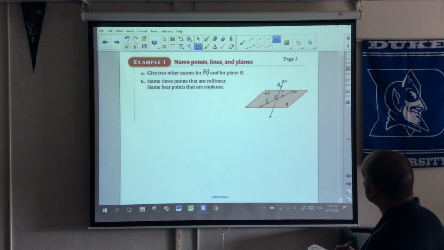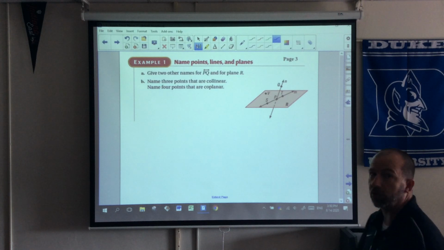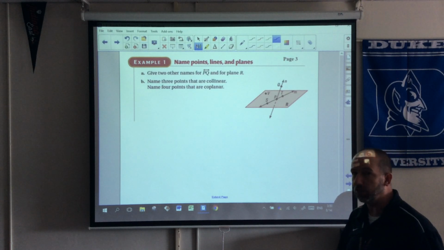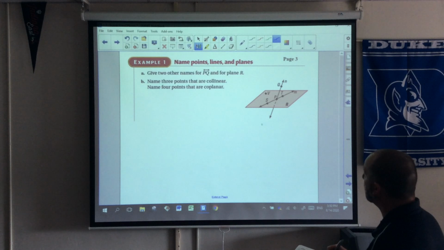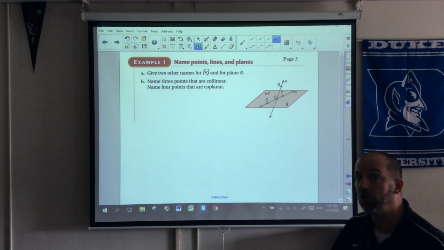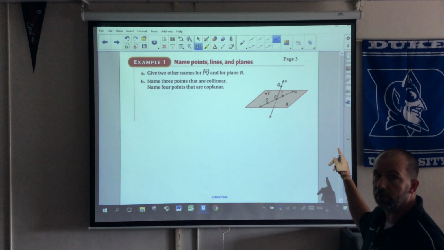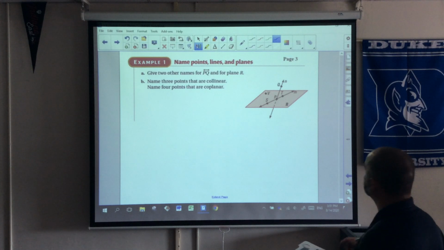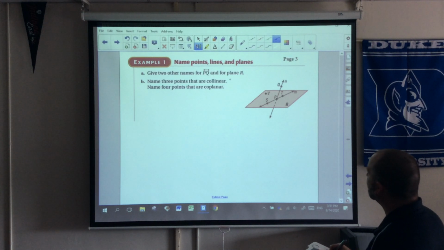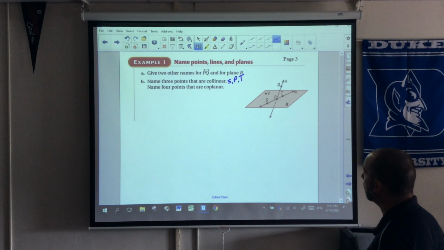So, Q and P are collinear. V is collinear with any point. Any 2 points are collinear. You can draw a line between any 2 points. I can't necessarily draw a line between these three points. Remember, lines in geometry are always straight. They never curve. In art class, you can totally draw a line between any of those points. We're not in art class. So this is S, P, and T. Comma, comma. Okay, it's not a thing.